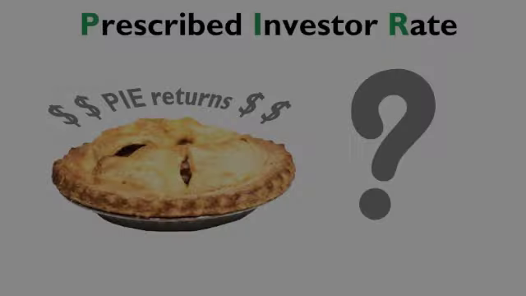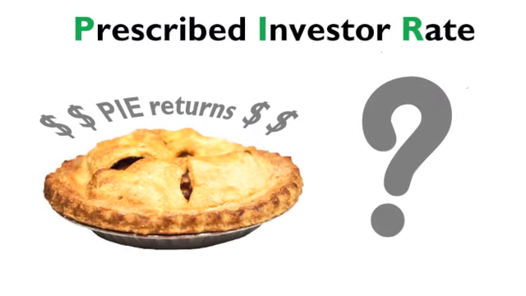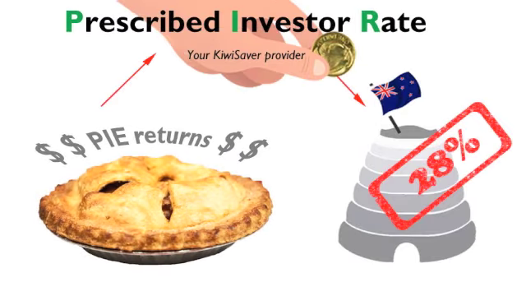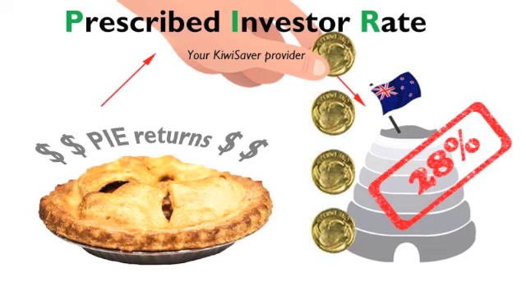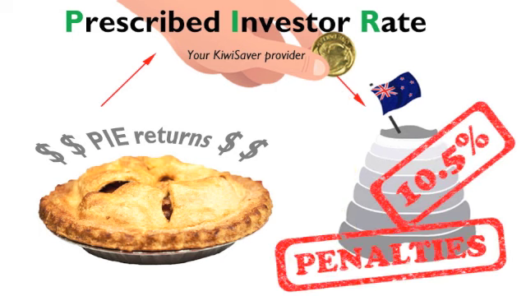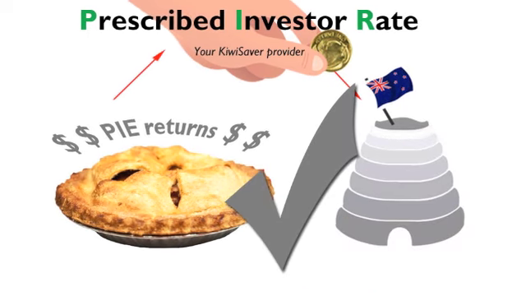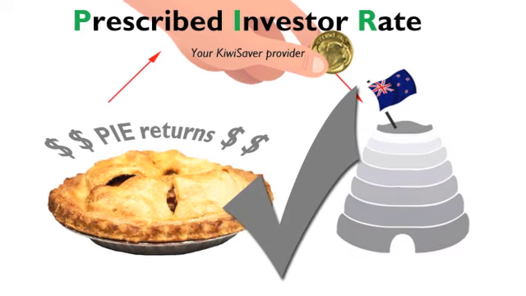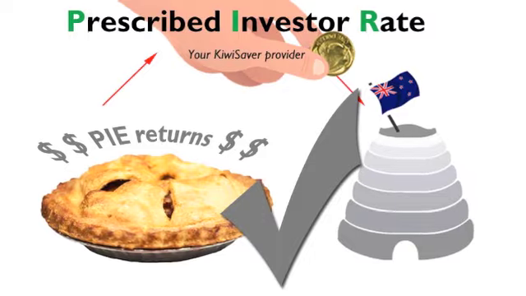If you do not provide a PIR to your KiwiSaver provider, your provider will apply the maximum rate of 28%. If you pay too much, you can't claim the tax back. But if you pay too little, you may have to pay the extra tax to Inland Revenue, and possibly penalties as well. So it is important you let your provider know the correct PIR for your investment income.